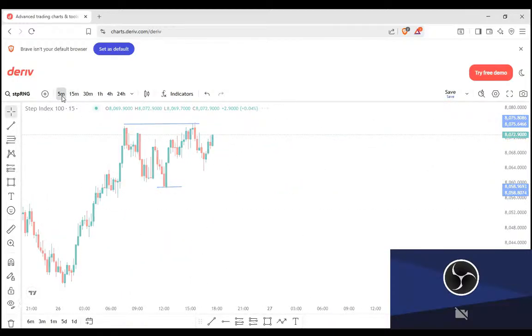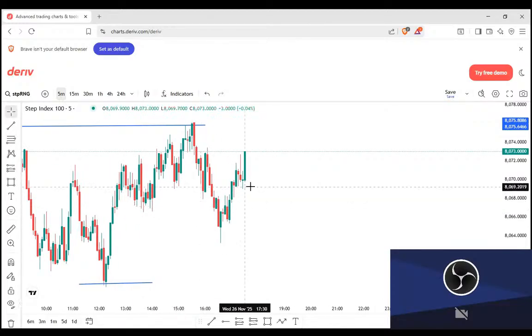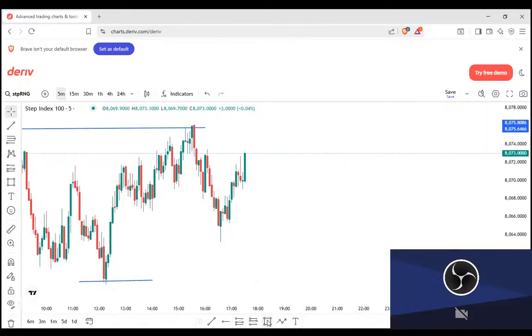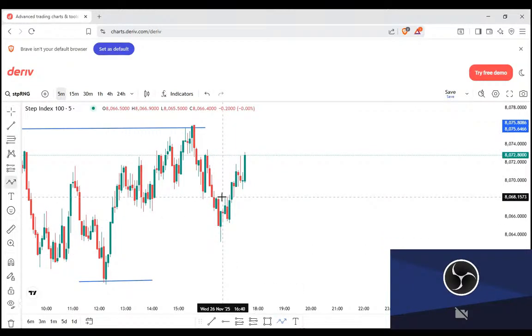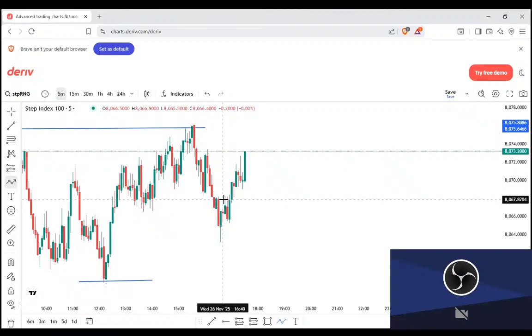Let's see the 5 minutes time frame. This is a bullish structure. This is currently giving us a bullish structure here.